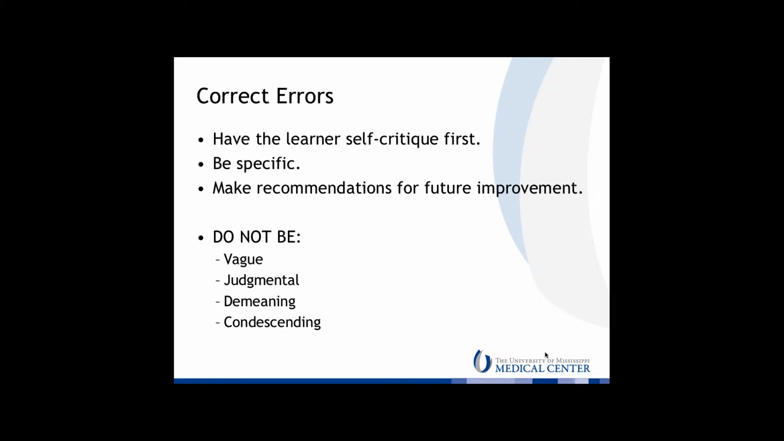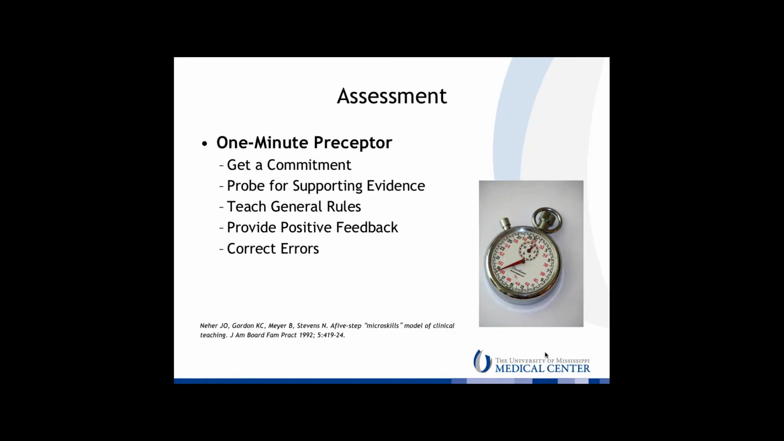Sometimes it's pretty helpful when you sit down with someone to give them feedback to have them self-critique first. So asking them, how do you think you're doing? What do you think you're doing well? What do you think you need to work on? Because sometimes they can give you really good insight on things you may not have even thought about that they need to work on. And again, be specific and make recommendations for improvement. So get a commitment, this is the what. Probe for supporting evidence, the why. Teach them general rules. Provide positive feedback and correct errors.